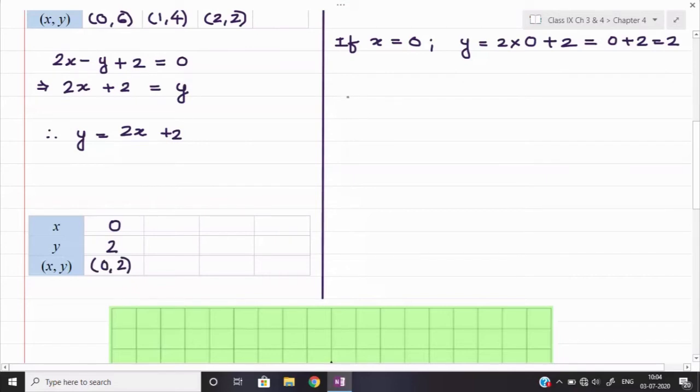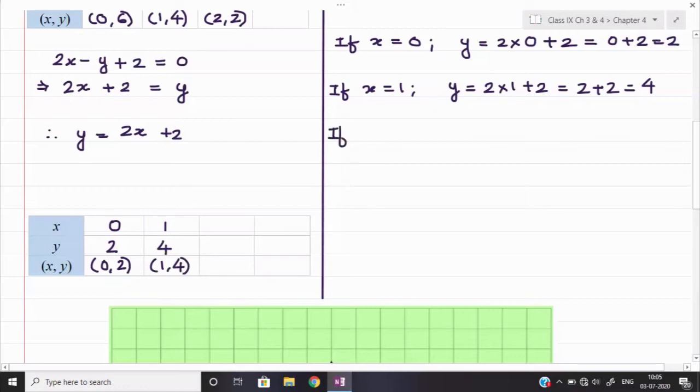Similarly, the second one, if the value of x is equal to 1, in that case y is equal to 2 into 1 plus 2. 2 into 1 will be 2. So 2 plus 2 will be equal to 4. So now here the value of x is 1, so y is equal to 4, and we got the point 1 comma 4.